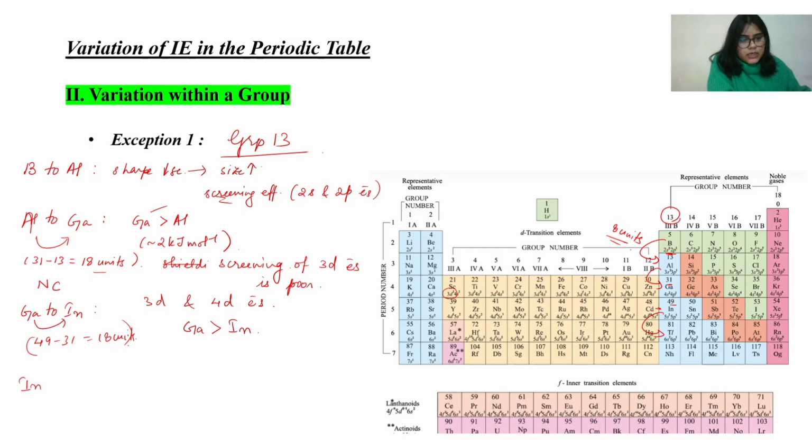So from indium to thallium, what happens here? You see the jump in nuclear charge is huge again. 49, 81. That is 32 units.